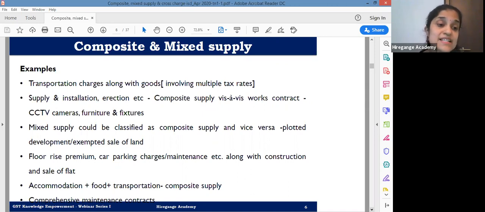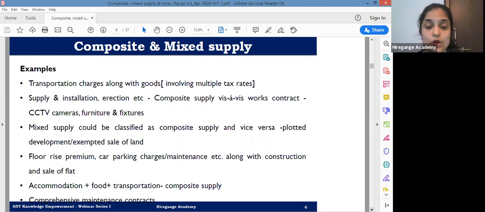Then what happens if he's collecting, post the development, towards the membership or the maintenance of the plots? In that case, definitely for the maintenance charges which he collects separately as a developer from the various customers, it could be taxable at 18%.